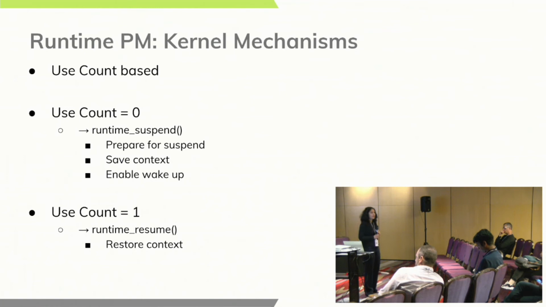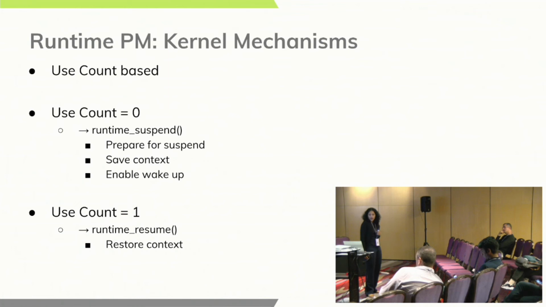Runtime PM framework internally uses a use count based mechanism. It maintains a use counter on a per device basis, and the idea is that when the use count is zero, it means that there are no more requests for the device to be active. So I go ahead and call the runtime idle, which in turn sometimes calls the runtime suspend to suspend the device based on certain criteria. And once runtime suspend is called, the device is supposed to do the necessary context save and enable wakeups and all that in the runtime suspend hook.